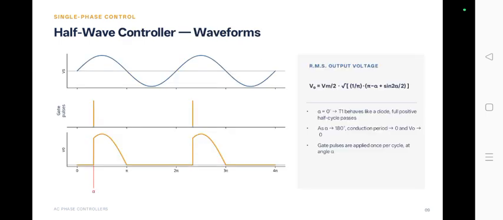Next one is the half wave controlled waveform. Here, in the half wave control, in each full cycle the output is only half. In the half wave controller, the RMS output voltage is V0 equal to Vm by 2 pi.